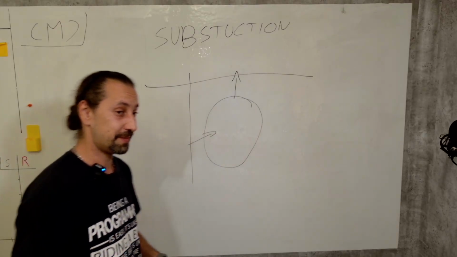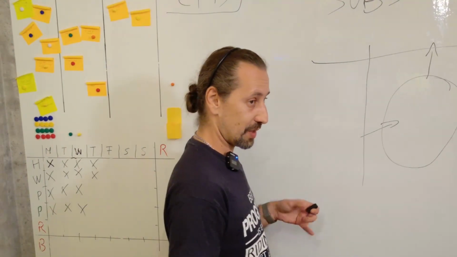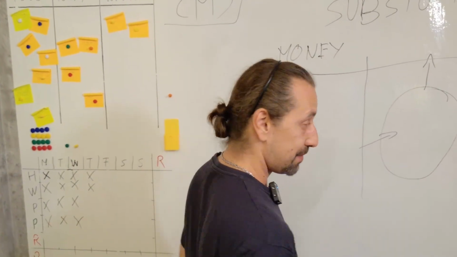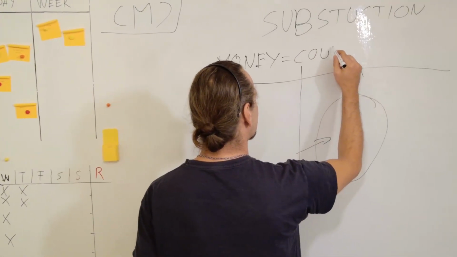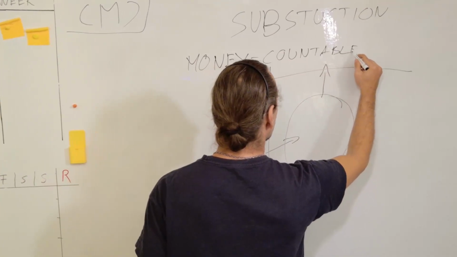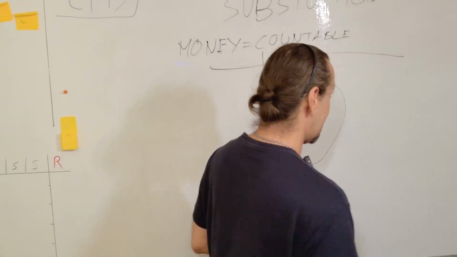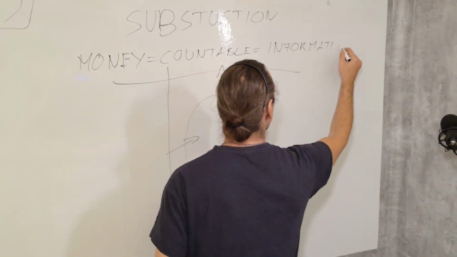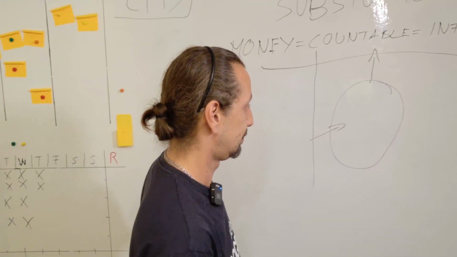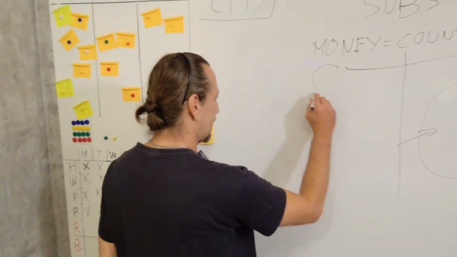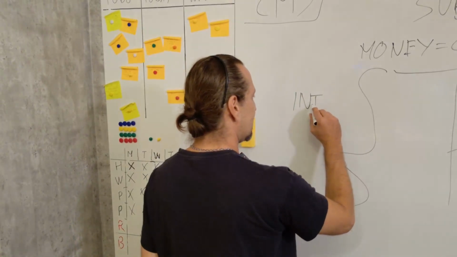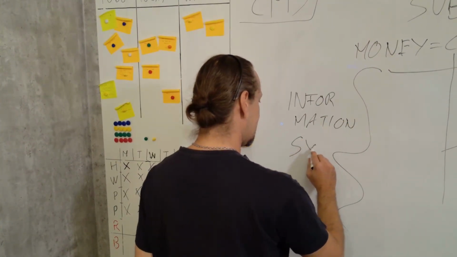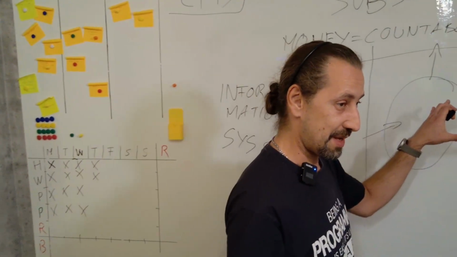Let's go a bit further. What do we want to achieve? Well, we want to get more money. Money is countable, so it has information. So what I have described is an information system. This is a basic information system.